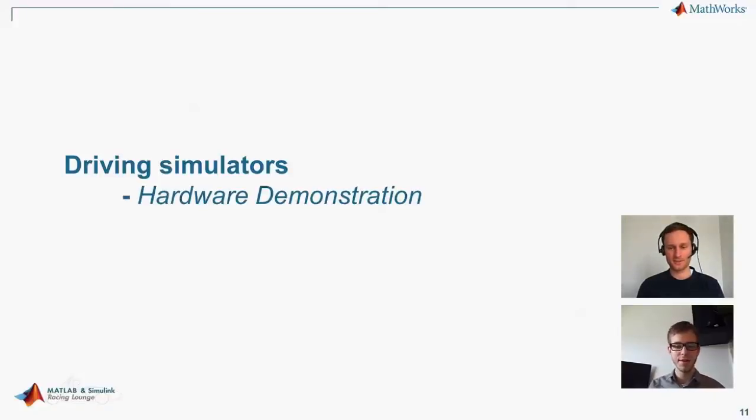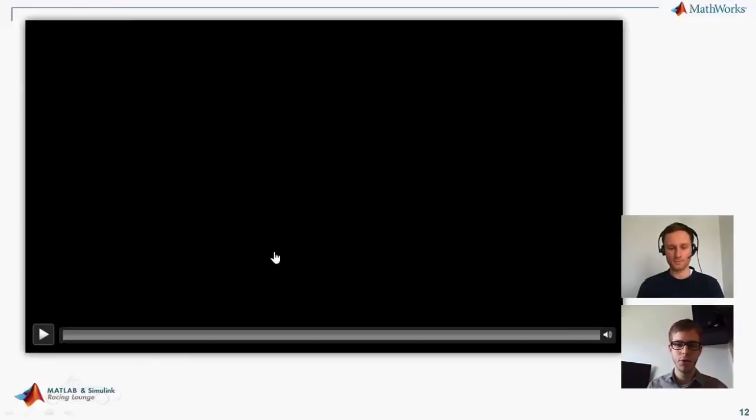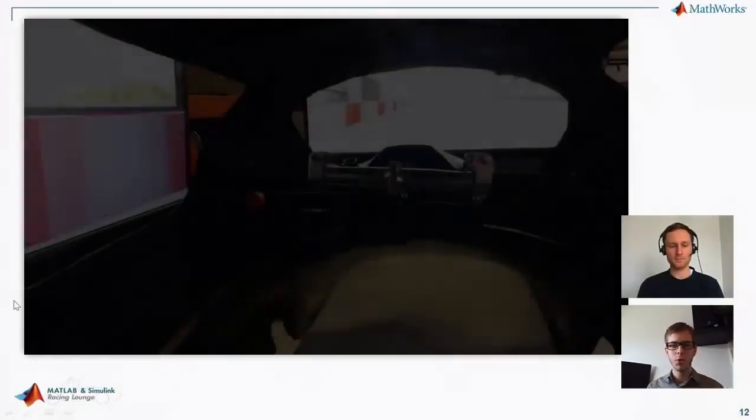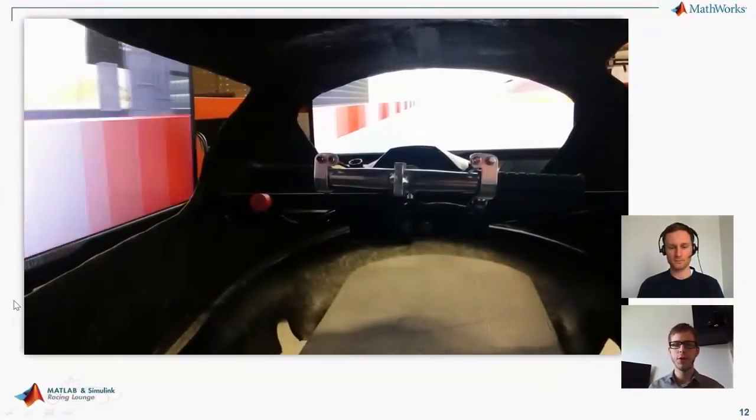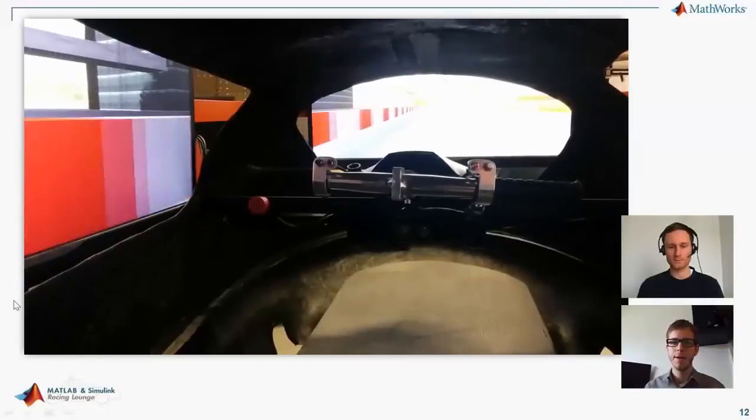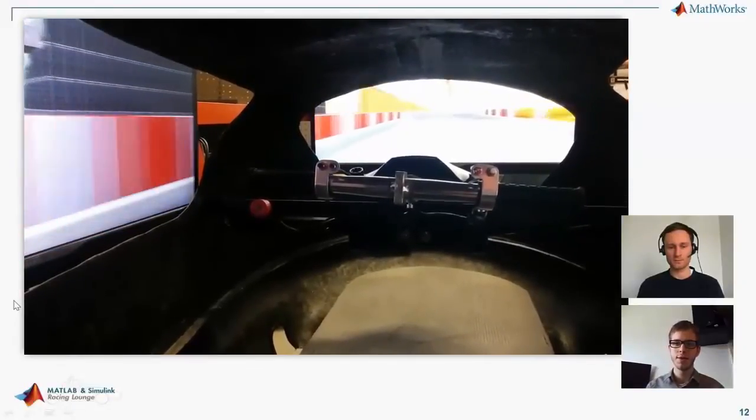So I'll have a little video for you. Cool, great. I'll give you some comments while it goes. Perfect. So what you see here is essentially what the driver sees inside the cockpit, and you approach the Z corner here, where you see the steering wheel.